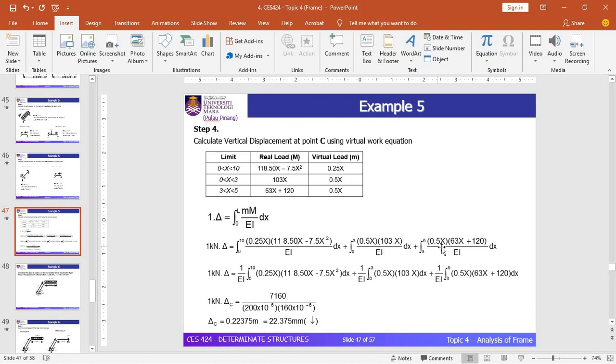So this is the equation of the virtual method of displacement. Since we have three terms, you should have three terms in the equation, which are for 0 to 10, 0 to 3 and 3 to 5. By substituting all the equations of moment corresponding to the limits in the table and simplifying, you will see that the vertical displacement at joint C is equal to 0.22375 meter or 22.375 mm. We got a positive value, so it indicates that the direction of displacement is the same as our assumption, where we applied 1 unit load vertically downward in the virtual diagram.